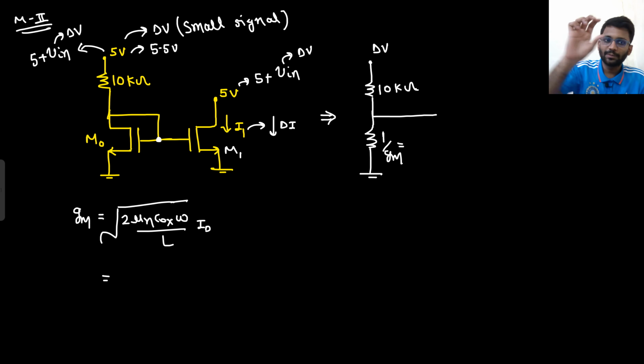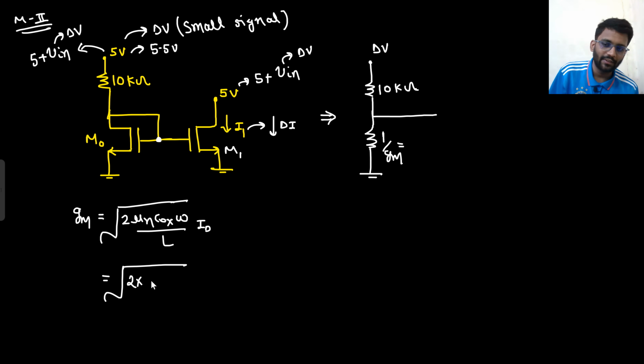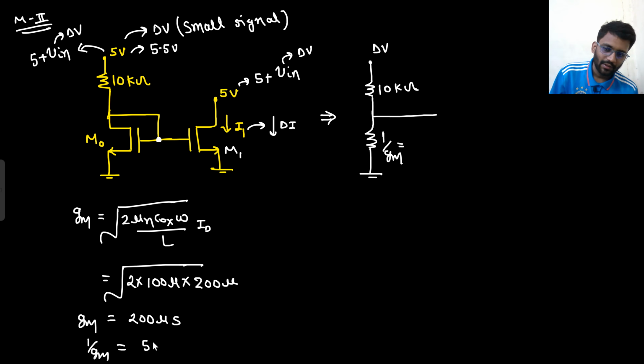So now with respect to 5 volt, I am doing the DC analysis and I need the value of GM. For GM, I need the value of mu n C_ox W by L, that was given 100 micro. Also, I need the value of ID with respect to 5 volt. The value of ID would be 200 micro, that is given. So the GM value you get is 200 micro Siemens, and 1 by GM would be 5 kilo ohm.